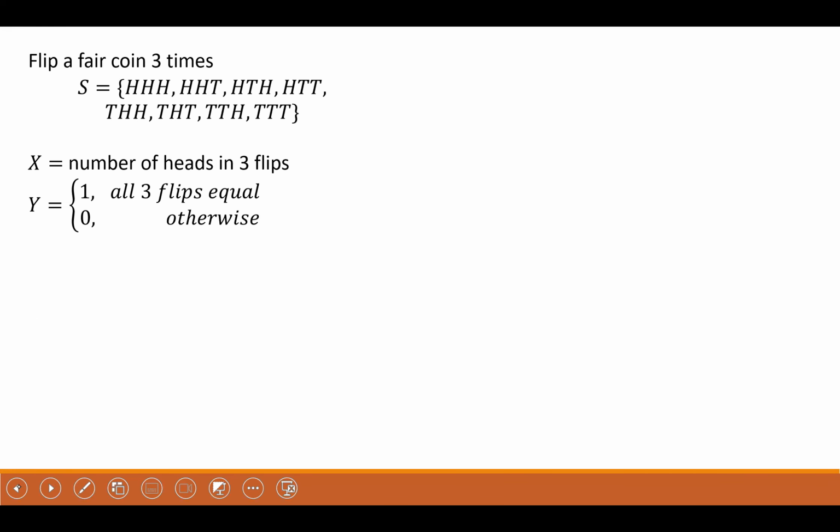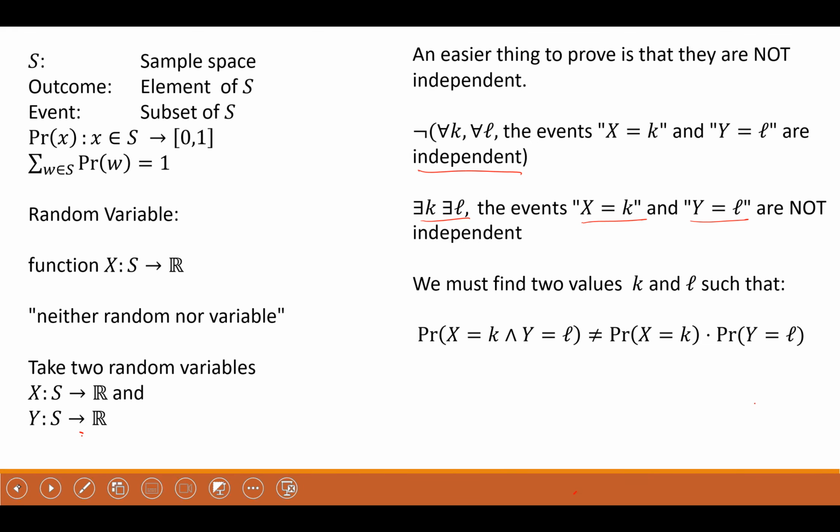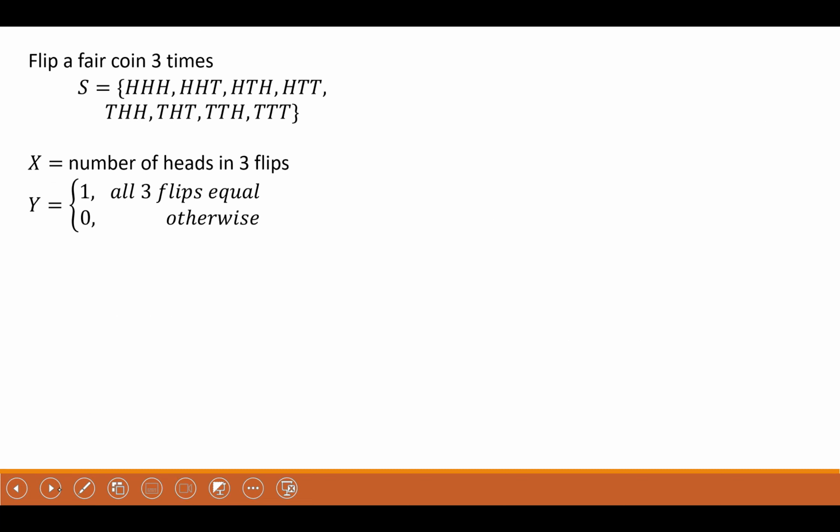So we'll see an example, but any questions so far? Okay. All right, so back to our original random variables X and Y. X is the number of heads in 3 flips, and Y is 1 if all 3 flips are equal, and 0 otherwise. Are they independent?